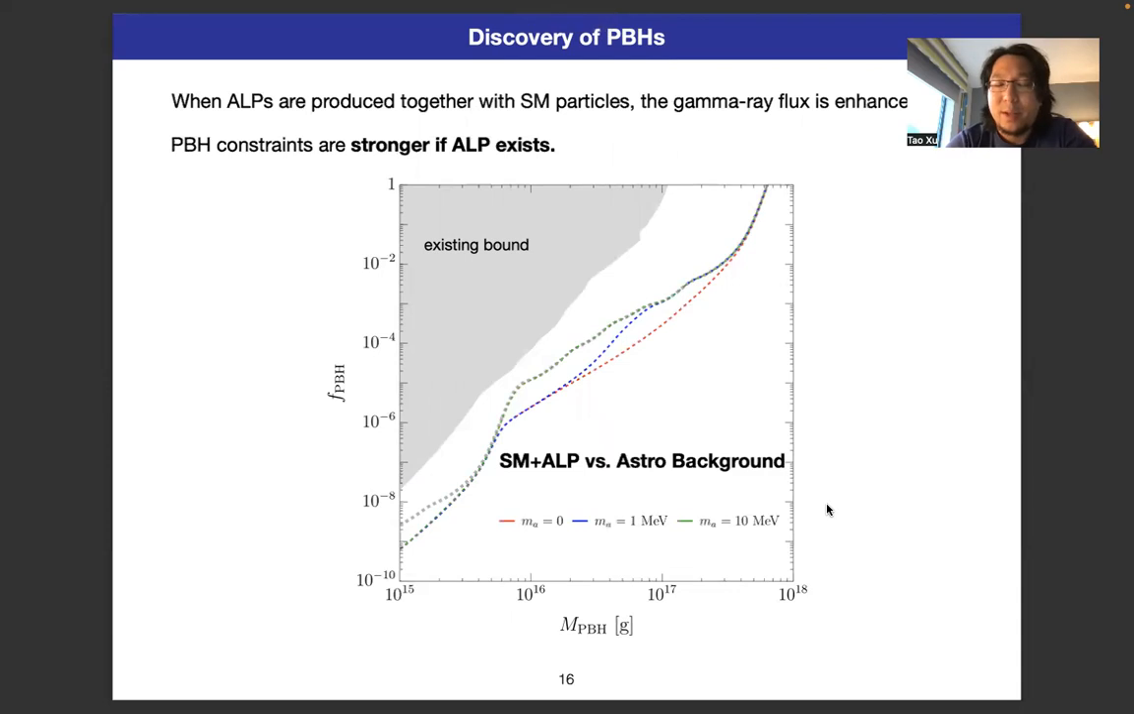But if we change the theoretical assumption and add axion-like particles with their gamma ray contribution, there will be more photons for a fixed primordial black hole model. And we need to compare the standard model contribution plus the axion-like particle contribution versus the astrophysics background. This will give us a stronger constraint on f_PBH if axion-like particles exist. The updated constraint with the assumption of axion-like particles is shown in this colored dashed curve, and you can see the bound is lower than the dashed gray curve, which assumes standard model only.